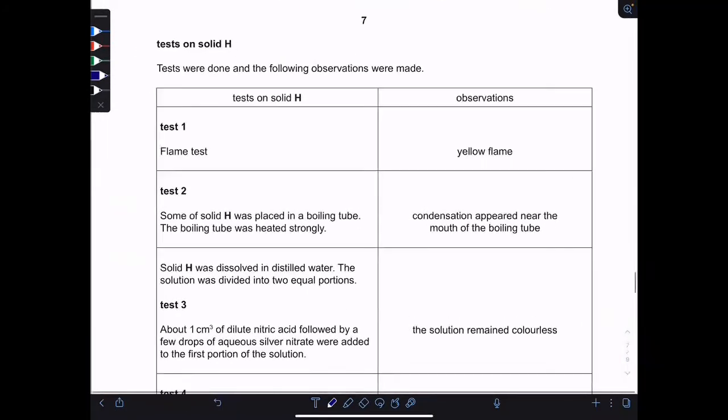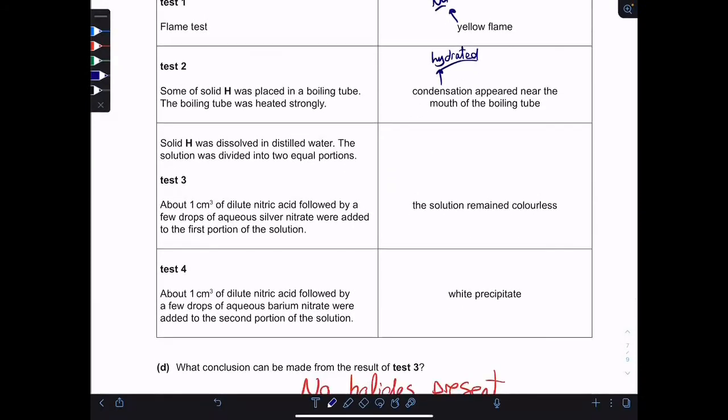Tests on solid H: a yellow flame when he performed a flame test. This is sodium. Condensation appearing near the mouth of the tube is a very important point, which means that the solid was hydrated, okay? And then he dissolved the solid in water. He added nitric acid followed by silver nitrate, which is the test for halides. The solution remained colorless, so we know that there are no halides.